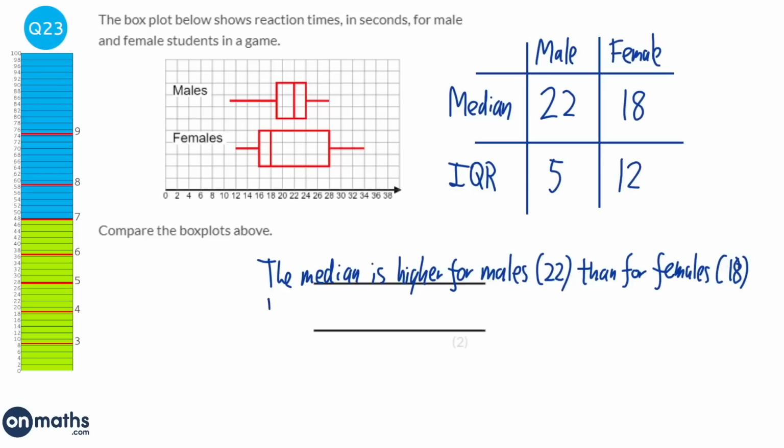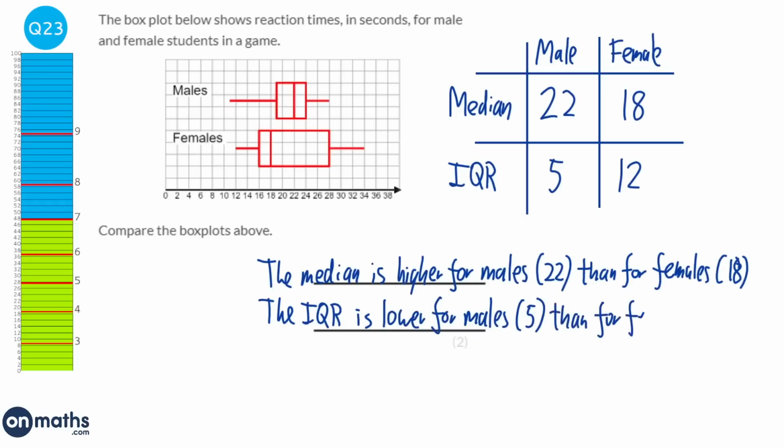So the next sentence we say is the interquartile range. They don't mind you writing IQR, that's absolutely fine. Is, now you can say lower for males or higher for females. I'm going to say lower for males (5) than for females (12). Now the median is basically on average the males are higher. Okay, so it's just an average, says on average they're higher.